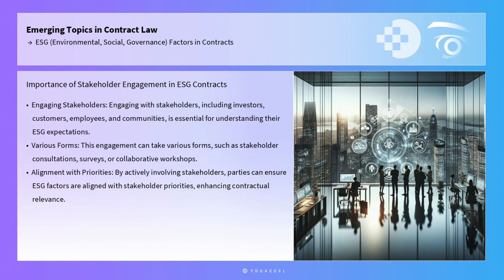Another critical consideration in integrating ESG factors into contracts is stakeholder engagement. Engaging with stakeholders, including investors, customers, employees, and communities, is essential for understanding their ESG expectations and incorporating them into contractual agreements. This engagement can take various forms, such as stakeholder consultations, surveys, or collaborative workshops. By actively involving stakeholders in the contract development process, parties can ensure that ESG factors are aligned with stakeholder priorities, enhancing the relevance and effectiveness of contractual provisions.